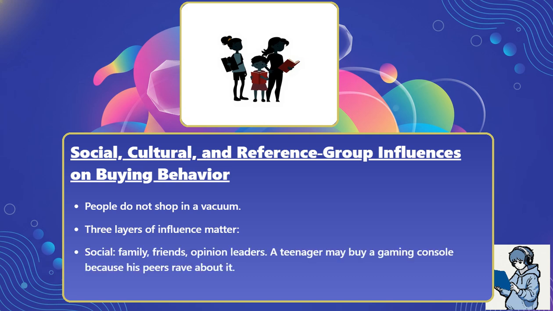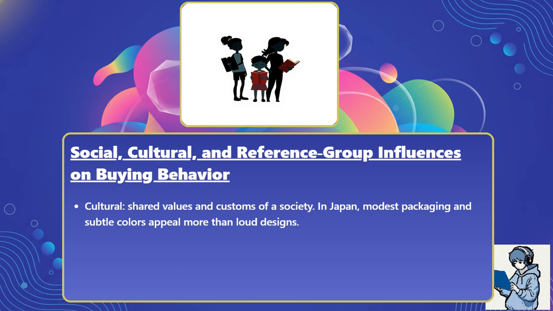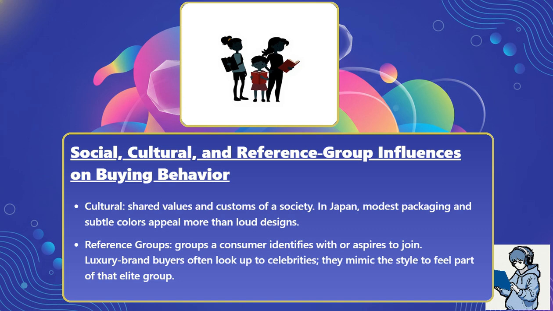Social: family, friends, opinion leaders. A teenager may buy a gaming console because his peers rave about it. Cultural: shared values and customs of a society. In Japan, modest packaging and subtle colors appeal more than loud designs. Reference groups: a consumer identifies with or aspires to join. Luxury brand buyers often look up to celebrities. They mimic the style to feel part of that elite group.